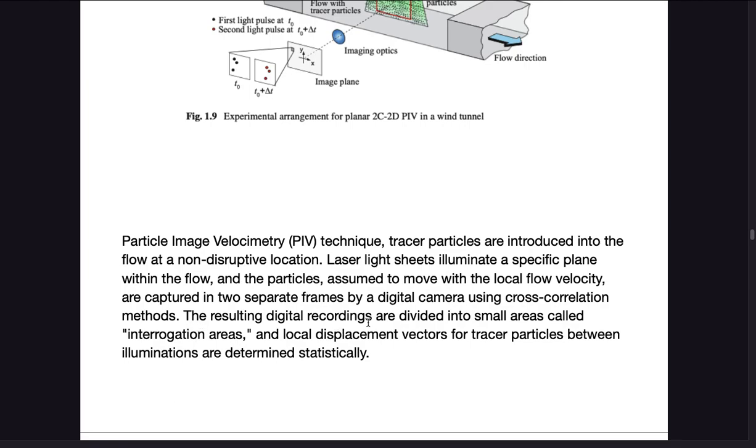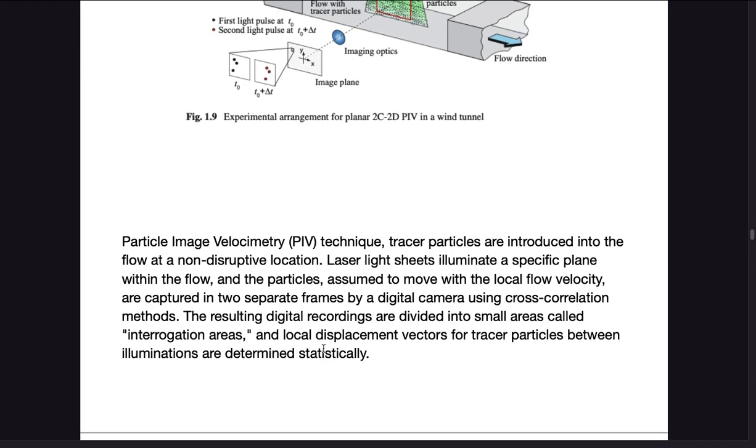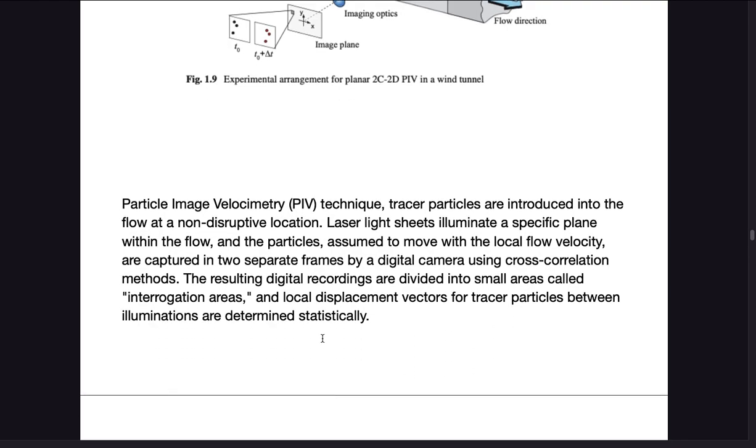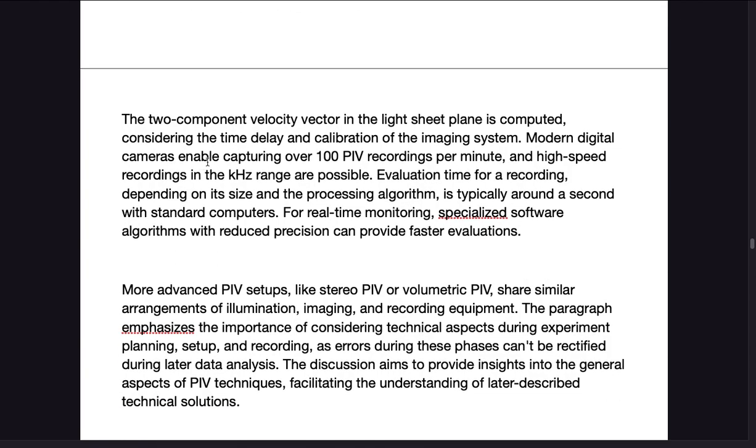The resulting digital recordings are divided into small areas called interrogation areas. We can see the interrogation area, and the local displacement vector for tracer particles between illuminations is determined statistically. So this is the process by which we are finding the displacement of tracer particles. The 2 component velocity vector in the light sheet plane is computed.